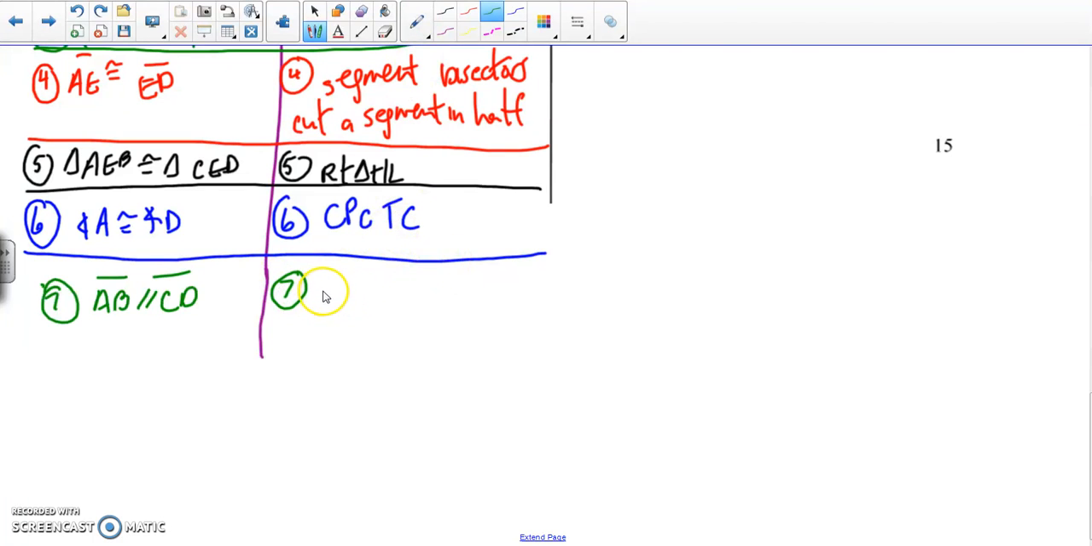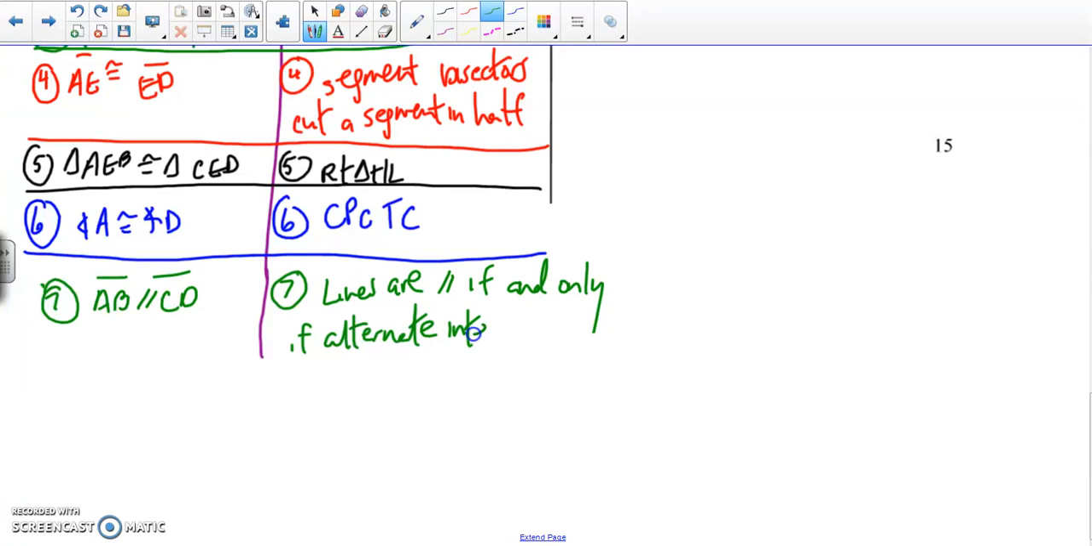And the reason for that is lines are parallel if and only if alternate interior angles are congruent. So those last two steps, we haven't looked at one like that in a while, but it all is based off finding those congruent pairs of triangles.